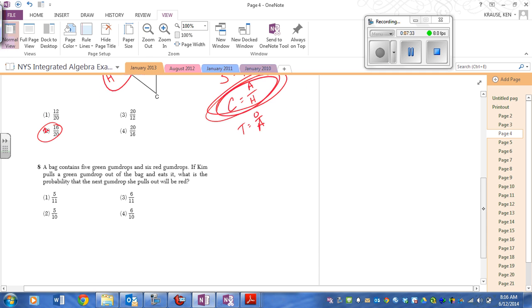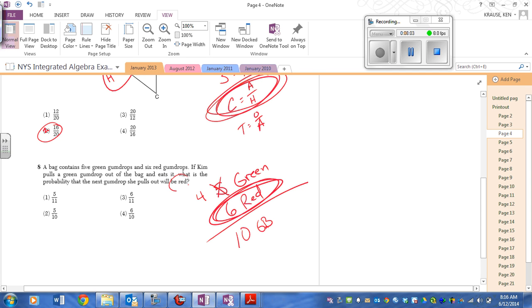All right, a bag contains 5 green gumdrops and 6 red ones. And the problem says Kim's going to pull a green gum drop out of the bag and eat it. So no longer do we have 5 green gum drops. That goes to 4. It's not like you can bring it back. So we have a total now of 10 gum drops, 6 of which are red. So what's the probability she pulls out a red? 6 out of 10.